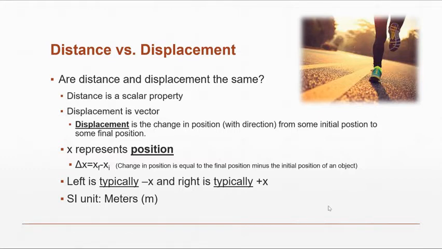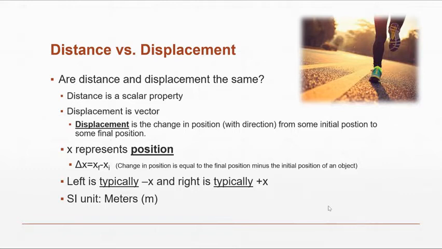Distance is a scalar property where the direction does not matter. So you went 0.5 miles to school, 0.5 miles back. Your distance is 1 mile. Displacement is a vector quantity, and a vector quantity is something that's dependent on your magnitude and also your direction. So how high or low that value is, and then is it left or right, up or down?